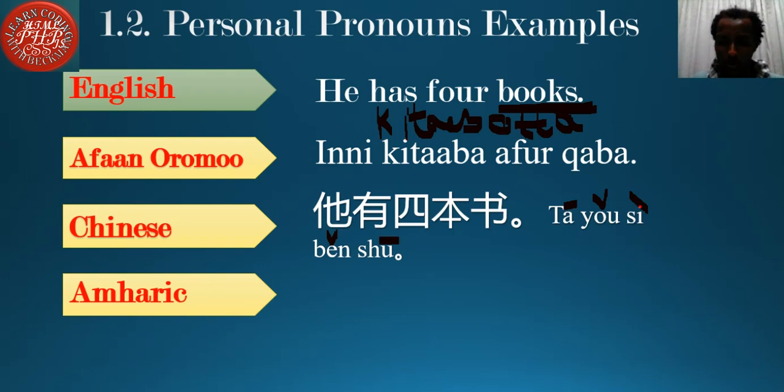Ta yo si ben shu. Like this. Ta means he. Yo means has, just has. Si means four. Ben shu: in this sentence, ben indicates a measure word for books. Shu means book. Like this. Ta yo si ben shu.